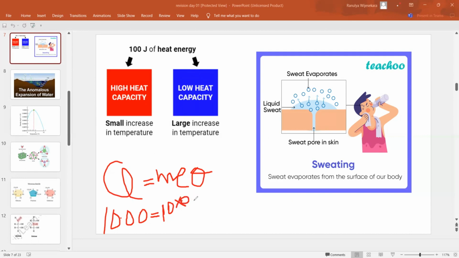Sorry. What is the specific heat capacity of water? 4200. Right? Then with theta we get the temperature change. So when we solve this one, we'll get something like 0 point something. Temperature change again 0 point something.